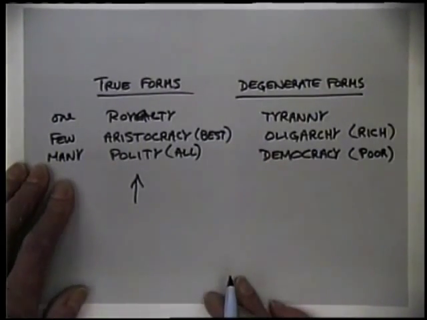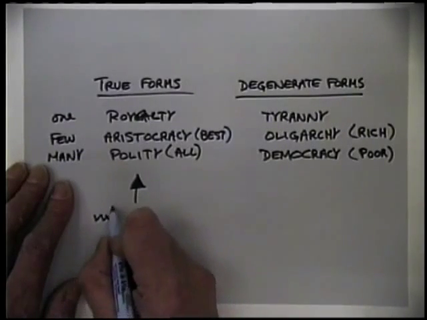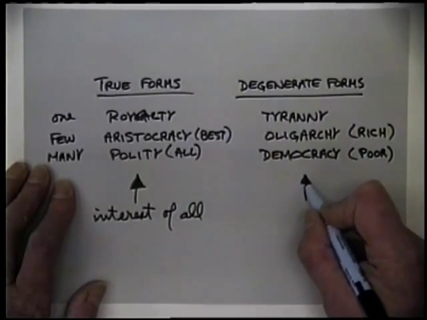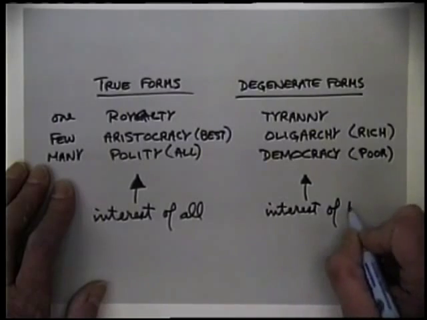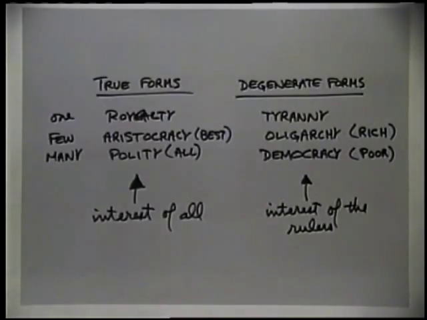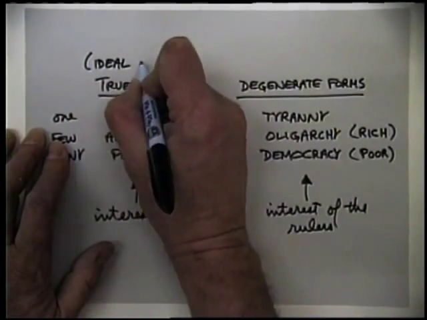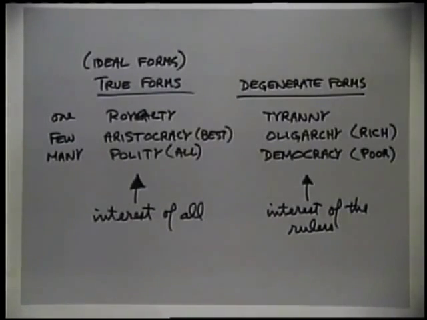And what distinguishes, once again, all of the true forms is that those who govern, govern in the interest of all. And what distinguishes all of the degenerate forms is that those who rule, those who govern, govern in the interest of the rulers, of themselves. Okay? Now, I think Aristotle calls these the true forms, but I think most of us would look at that and say these are sort of idealistic. These are ideal forms. And that's where Aristotle shares some of his teacher Plato's preference for discussing ideals, utopias.